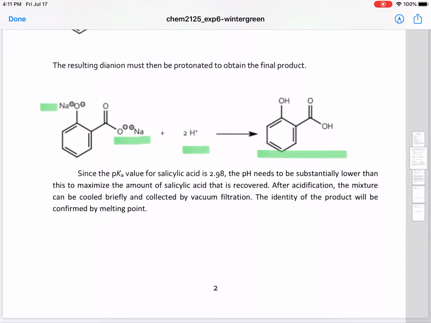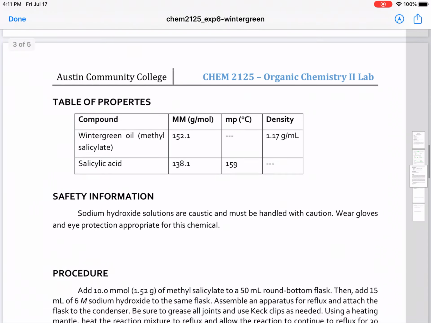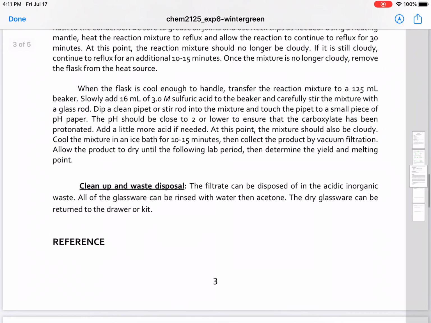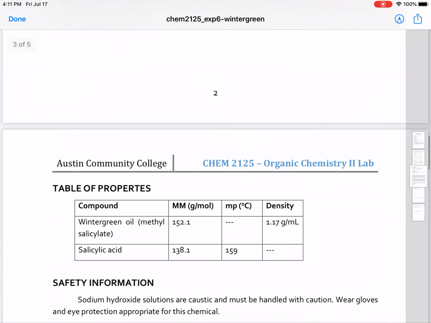So if you see still some more white cloudiness in your reaction flask, you can go ahead and reflux another 10 to 15 minutes, but mostly 30 minutes would be enough. After you do that, you're going to cool it down to where you can handle it safely, and then transfer this into another Erlenmeyer flask. Now you have the dianion, which is the salt.